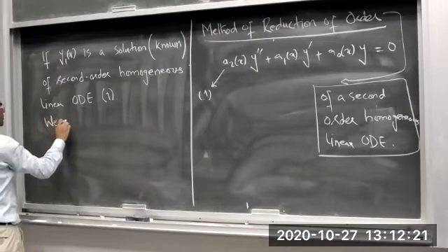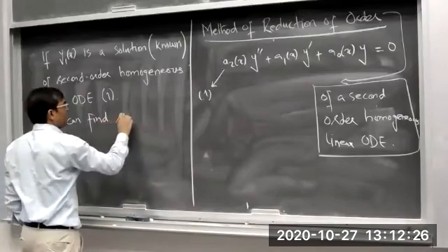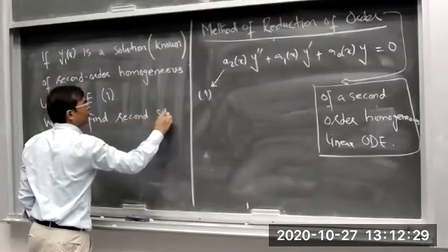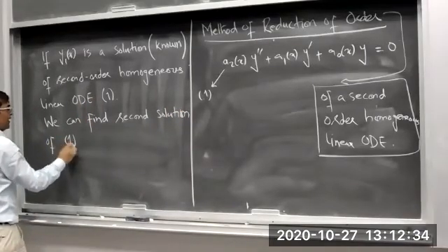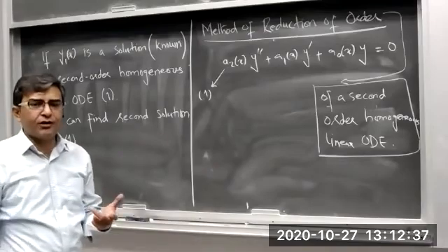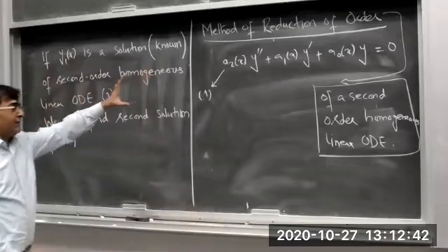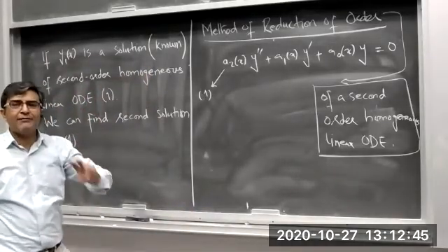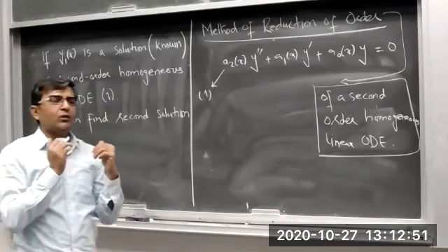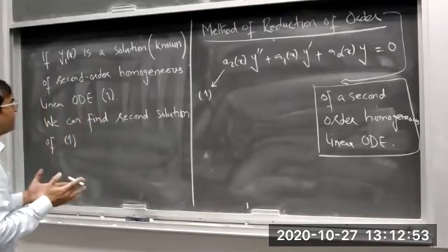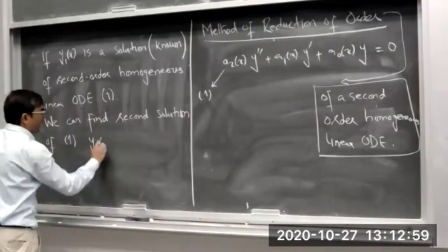We can find the second solution of 1. Why are we trying to find the second solution? Because we need to write the general solution of the given second order ODE. For a general solution, you must have two linearly independent solutions. If you know one solution, we can find the second solution y2 of x.